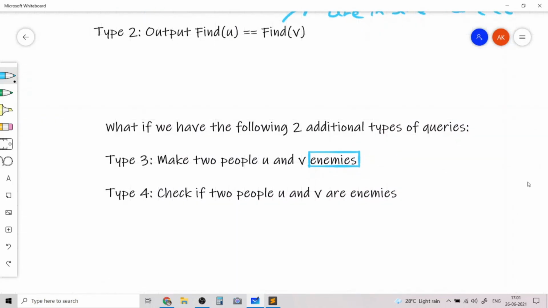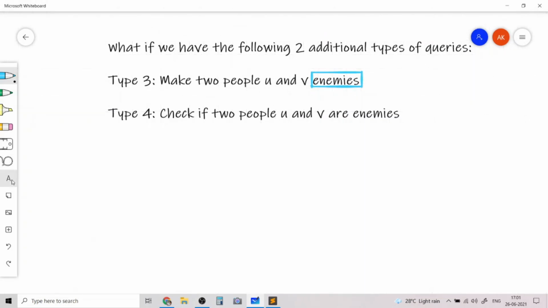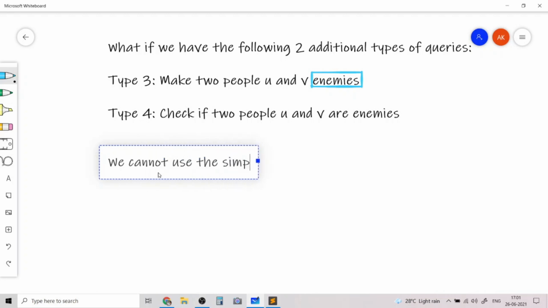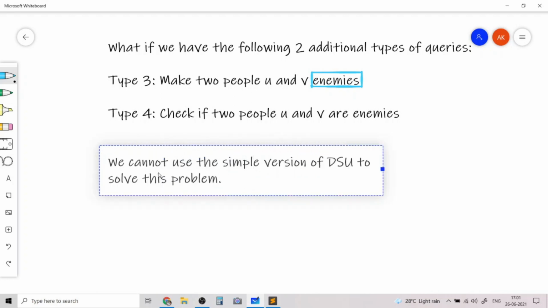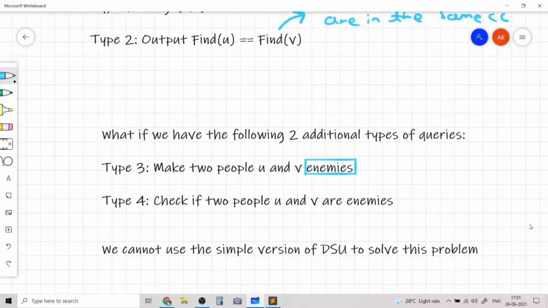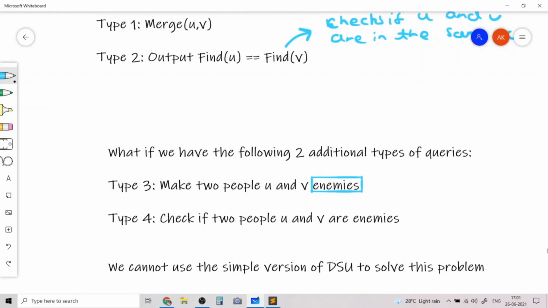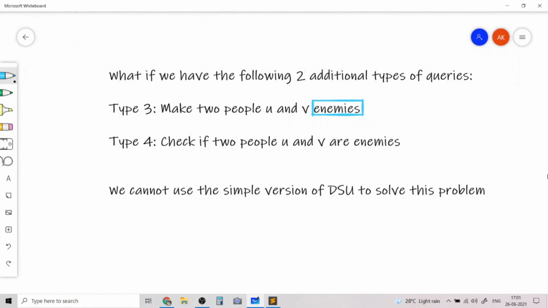And the fourth type of query is make or check if two people are enemies. So clearly we cannot use the simple version of DSU to solve this problem. But this problem does have a DSU feel to it, because we are still checking if two people are friends or not, and we have this new additional term called enemies. So let's focus on this additional term called enemies, and let's try to modify our DSU to handle the enemy component of this problem.